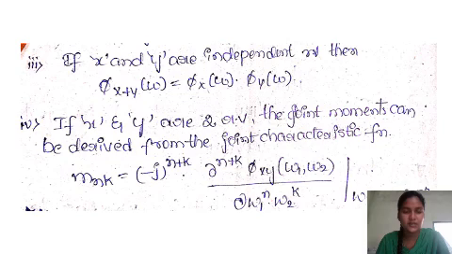Now the third one: if X and Y are independent random variables, then phi x plus y of omega is equal to phi x of omega into phi y of omega. And the fourth one: if X and Y are two random variables, the joint moments can be derived from the joint characteristic function, that is mnk is equal to minus j power n plus k into the partial derivative of order n plus k of phi xy of omega 1 comma omega 2 by partial omega 1 power n into partial omega 2 power k, where omega 1 and omega 2 are equal to 0.